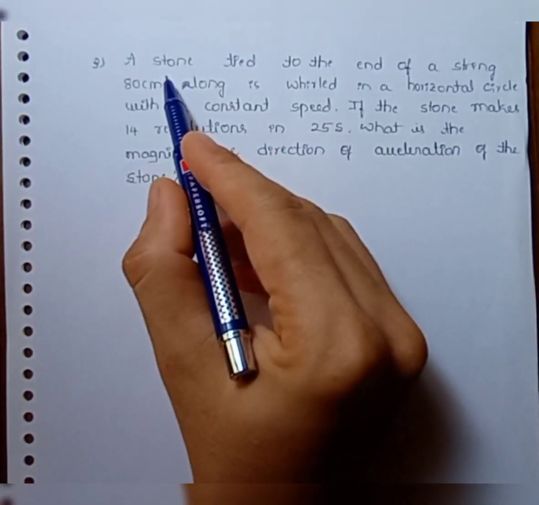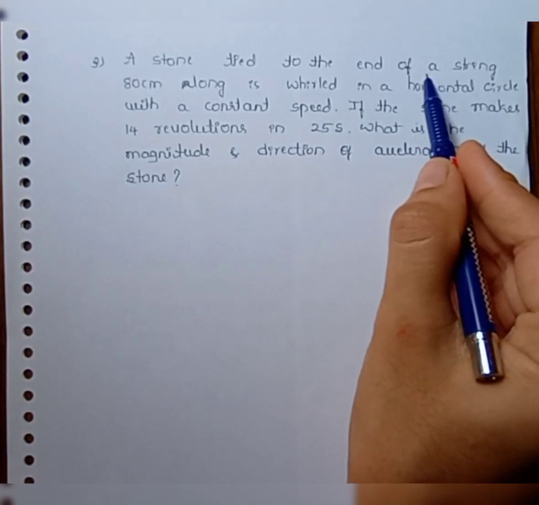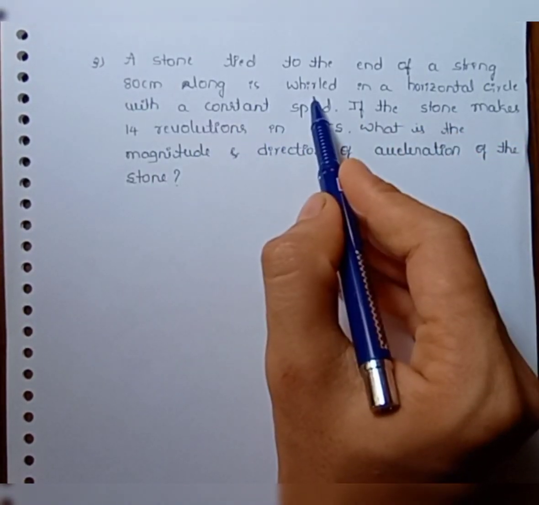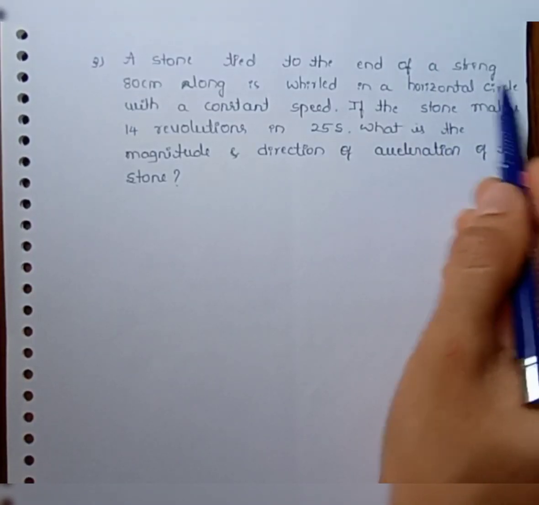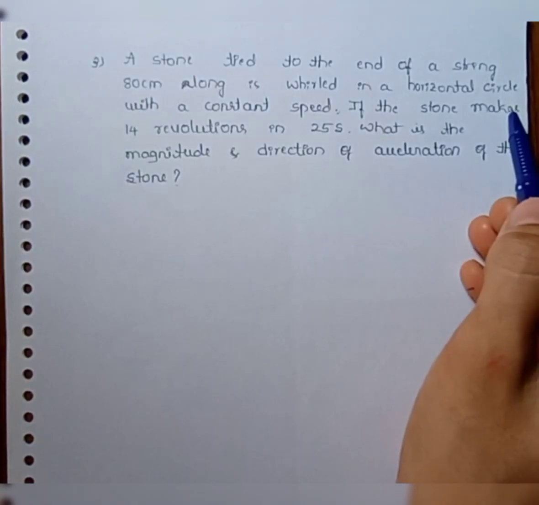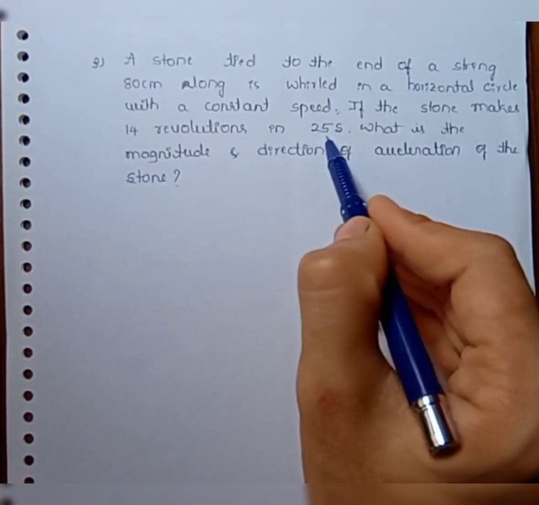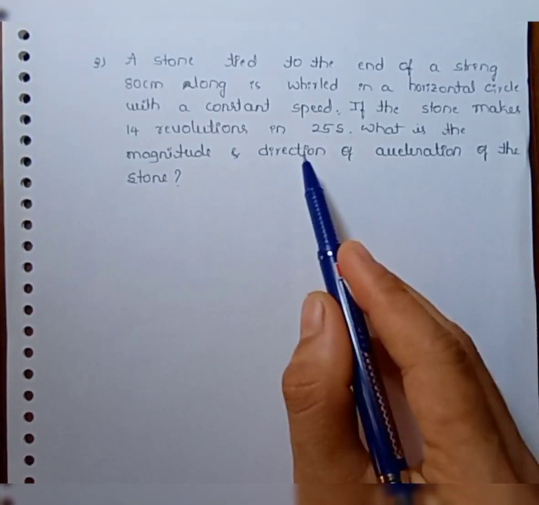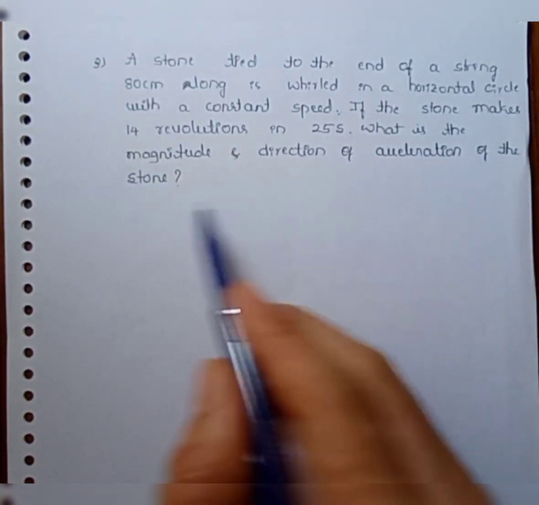Next problem: a stone tied to the end of a string 80 centimeter long is whirled in a horizontal circle with a constant speed. If the stone makes 14 revolutions in 25 seconds, what is the magnitude and direction of acceleration of the stone?